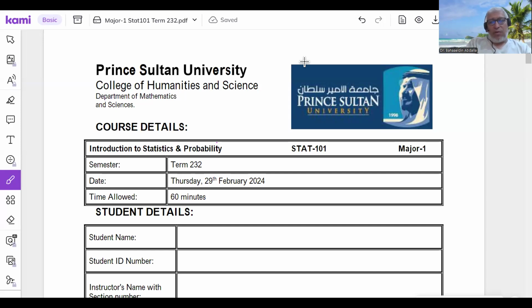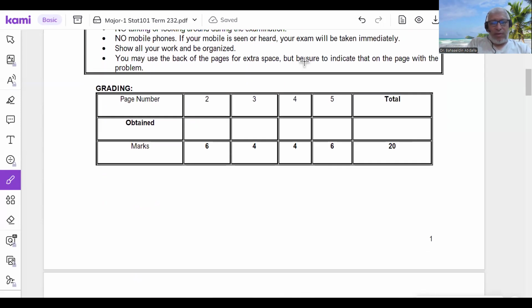This is Stat 101, Major 1, Term 232. Let us have a look at the exam and solve it together.